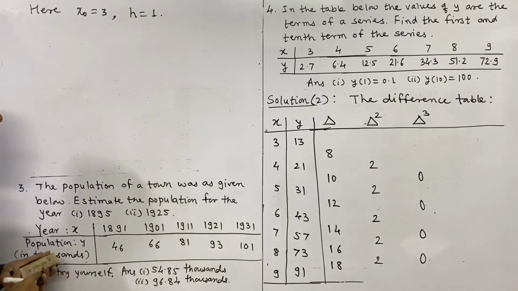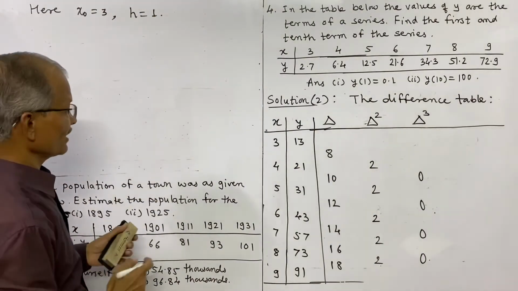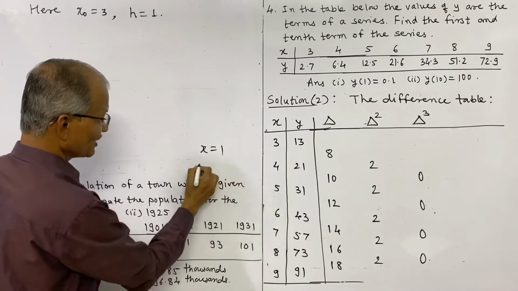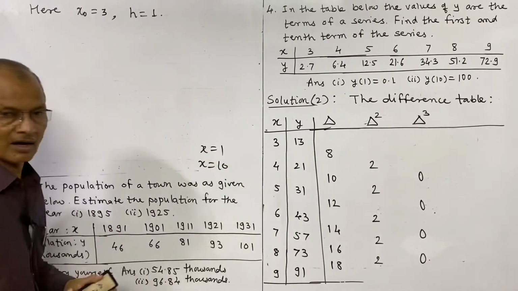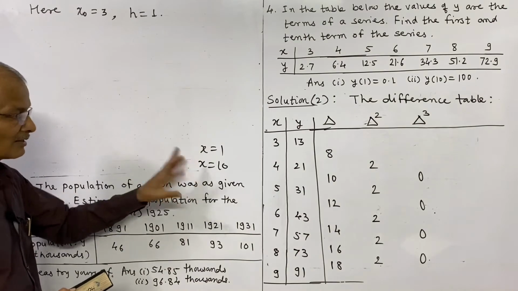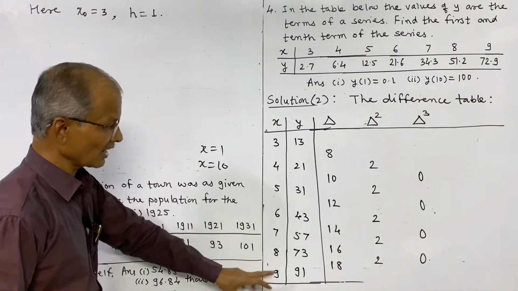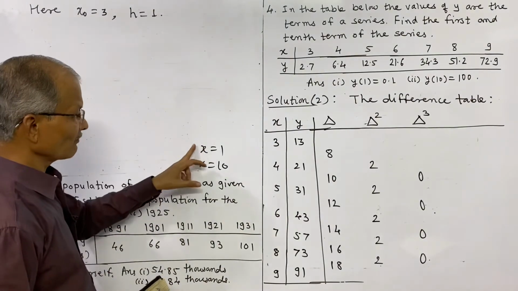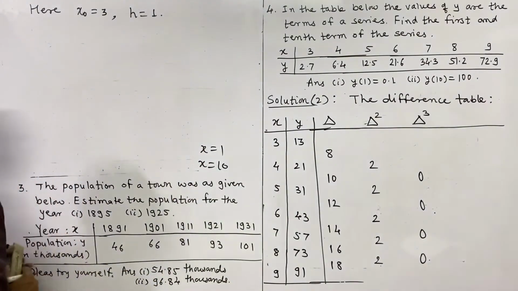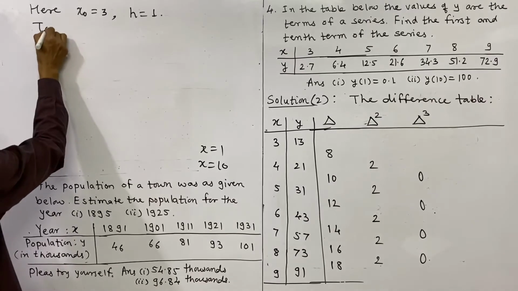So h is 1. And what we have to consider is to find the value at x is equal to 1. In the problem it is asked to find the value at x is equal to 1, the first term and the 10th term of the series. Terms third to ninth are given. We have to obtain the first and 10th term. So take x is equal to 1.